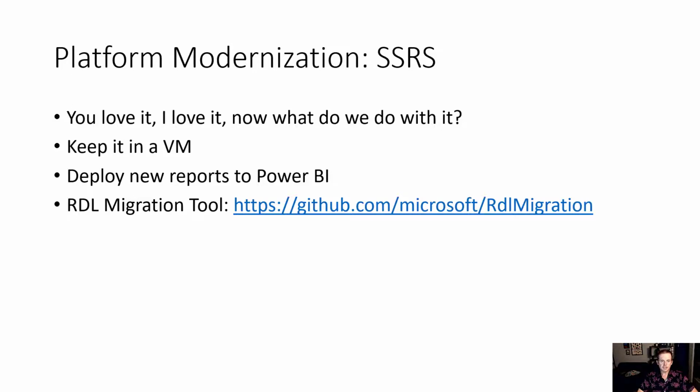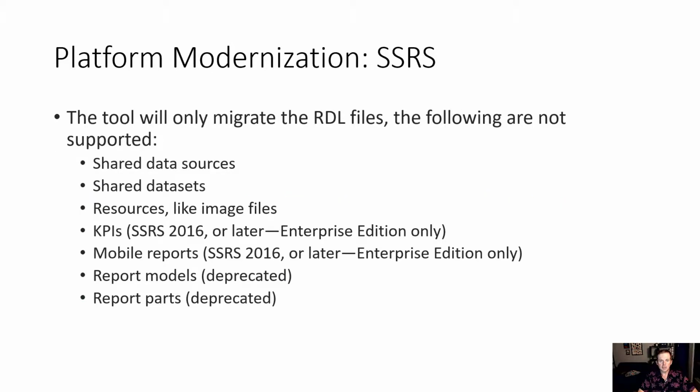So Microsoft wrote an RDL migration tool, and here's the link in GitHub to that tool. That migration tool is meant to take an SSRS report and convert it over so that it's deployable inside Power BI. It's called the paginated report, a Power BI paginated report. The tool will only migrate RDL files, but the following are not supported: shared data sources, shared data sets, image files, KPIs, mobile reports, report models, and report parts. So any reports that have any of those things cannot be migrated. But if they don't have those things, they are a good candidate for migration. So try the tool out.